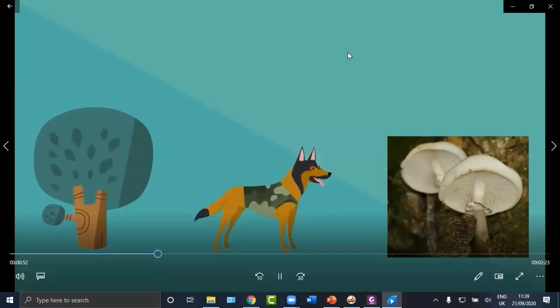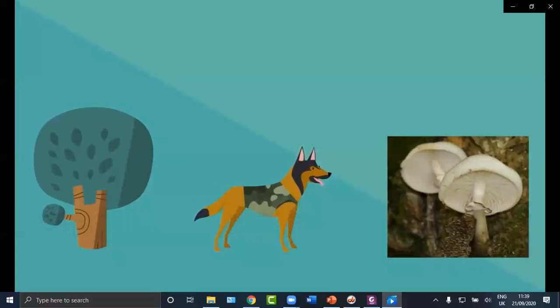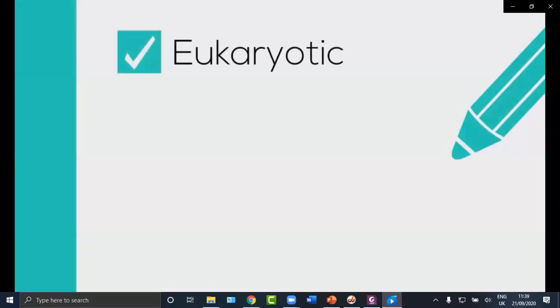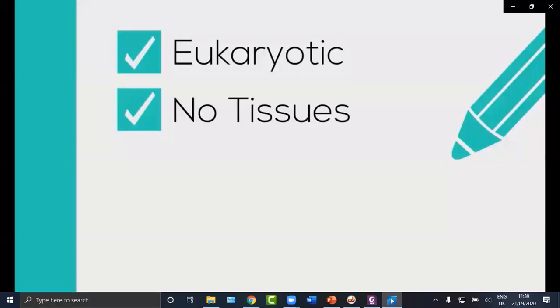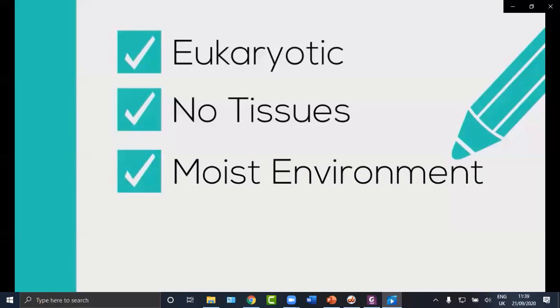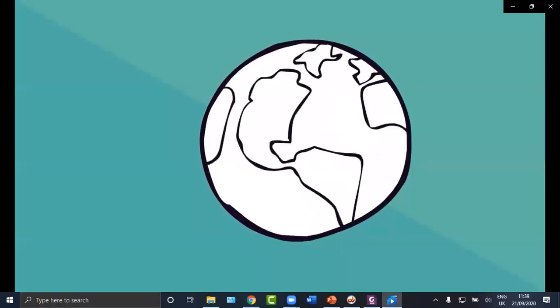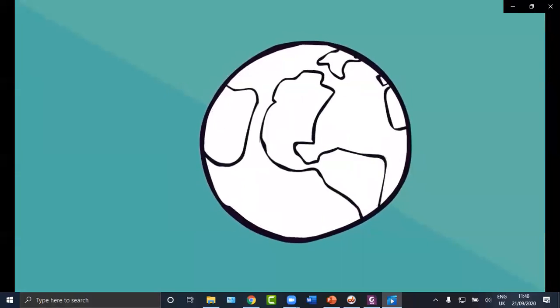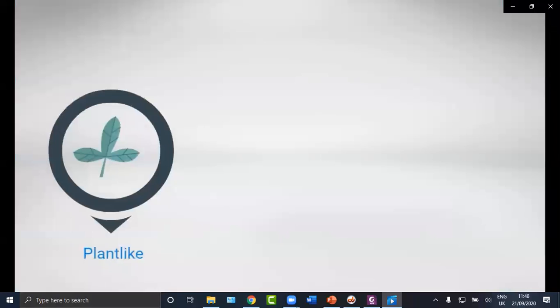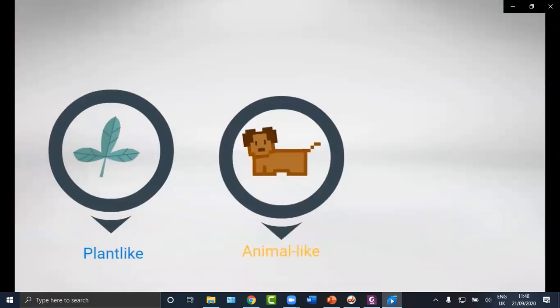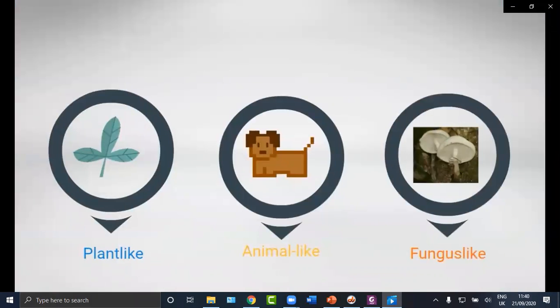All protists have the following common characteristics. They are eukaryotic, which means they have a nucleus. They do not contain tissue, and they're located in a moist area. This kingdom is so diverse that protists are found everywhere on Earth, and scientists have subgrouped it into protists that are plant-like, such as algae, animal-like, such as paramecium, and fungi-like, like this slime mold.